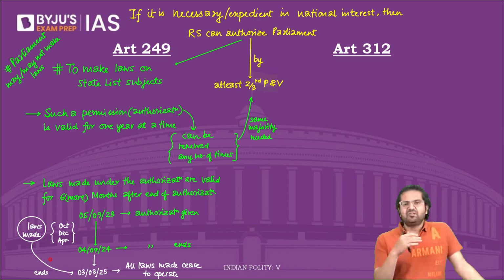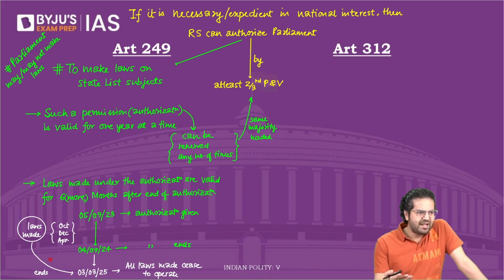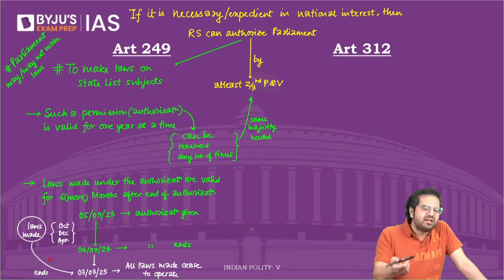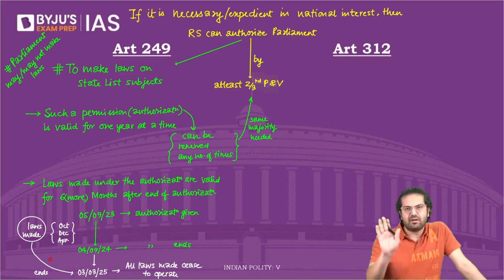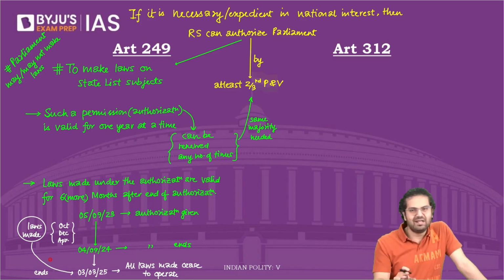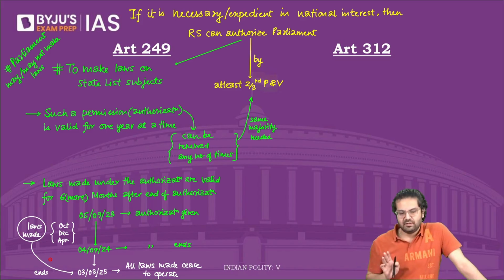So, if it is very, very urgent in, say, national interest. Now, what is urgent in national interest? It's not mentioned anywhere. But if it is very urgent in national interest, then Rajya Sabha can authorize, give permission to Parliament to make laws on state subjects. Rajya Sabha can give the permission to make laws on state subjects.